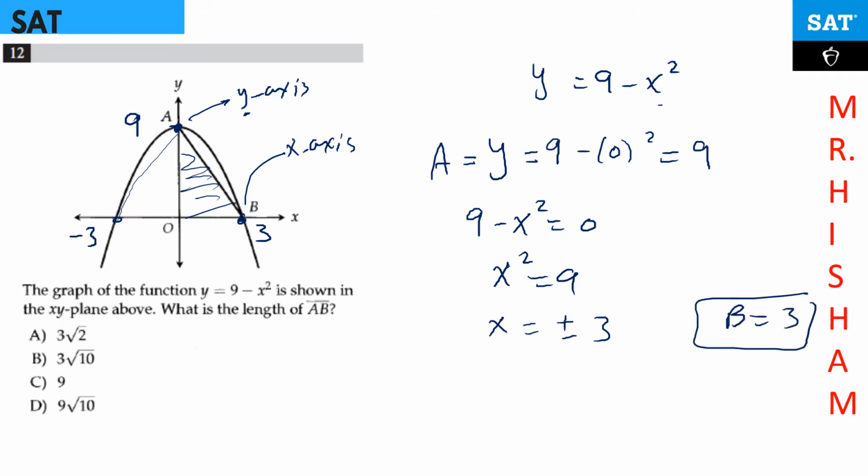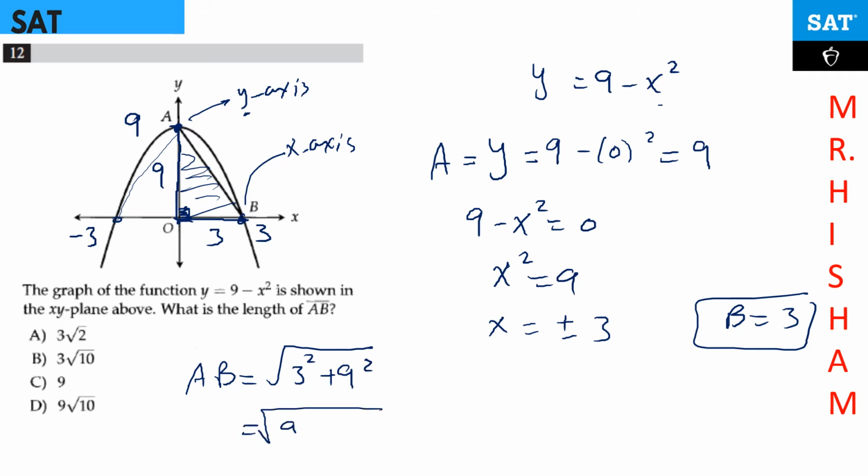Now I'm not allowed to use a calculator to solve this question. So this distance is 9. This distance is 3. So I can use Pythagoras: the length AB is equal to the root of 3 squared plus 9 squared. And 3 squared is 9, and 9 squared is 81. So it's root of 90.